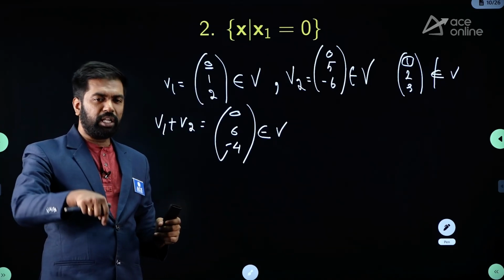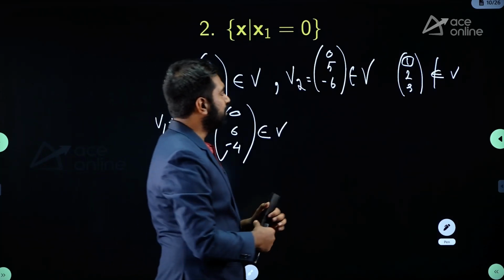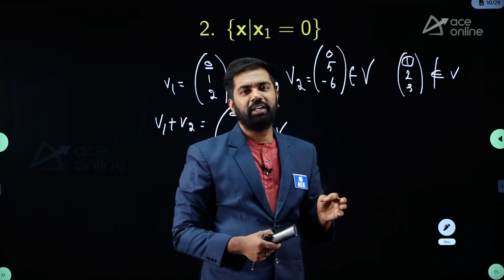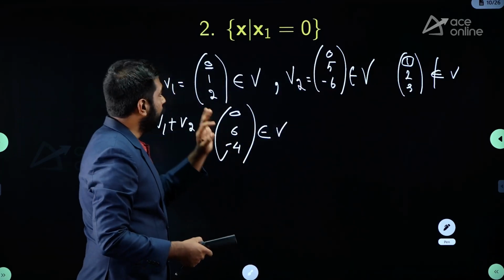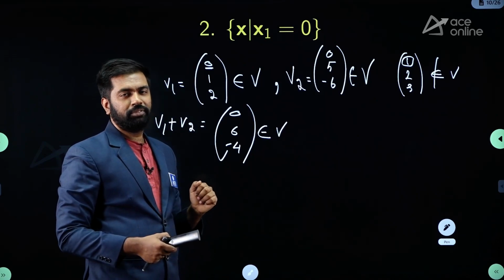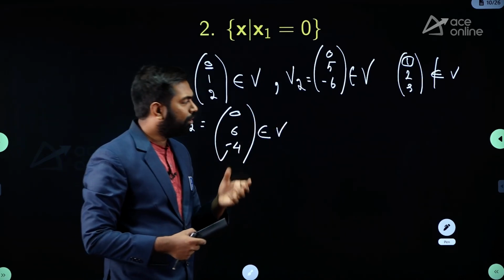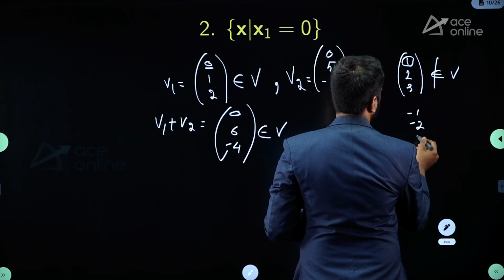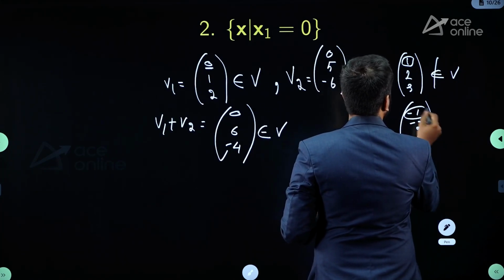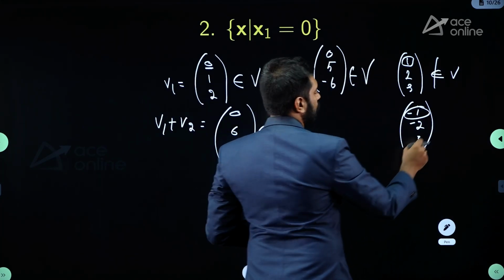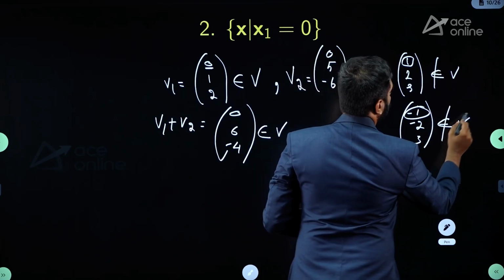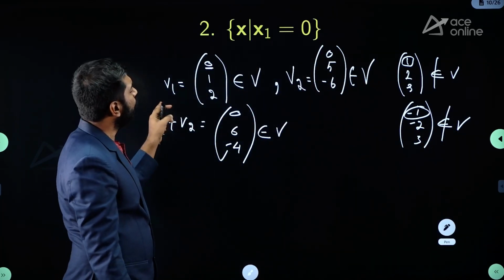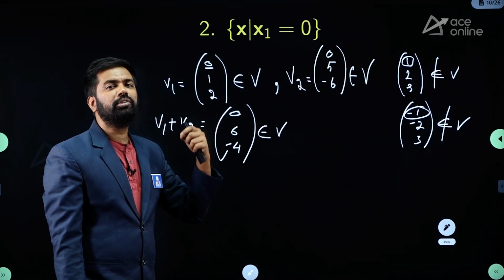You take any two vectors in the given set. Now, some students might take a vector like 1, 2, 3. No. You have to take those vectors which are part of the set. You cannot take a vector like minus 1, minus 2, 3 either, because the first component is not 0. This also does not belong to V. Do not try that. Take any two vectors from V, add them, and the new vector is also part of V.